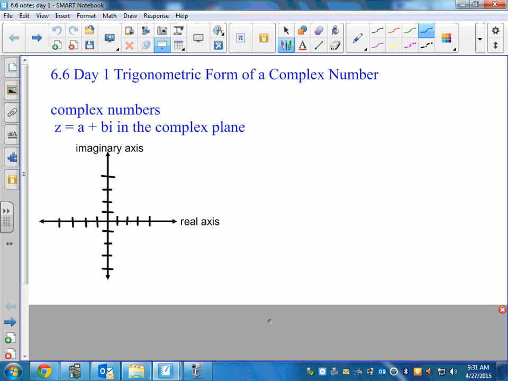I know. Okay, so what if I was going to graph 2 plus 3i? Right, that's a complex number. There's a real part and imaginary part. So I would go 2 over on the real axis and up 3 on the imaginary axis. And that would be the point, 2 plus 3i.